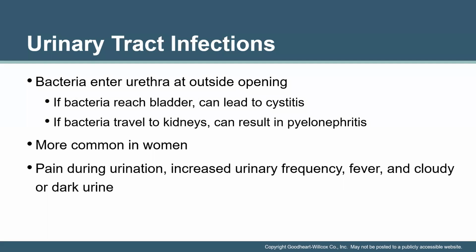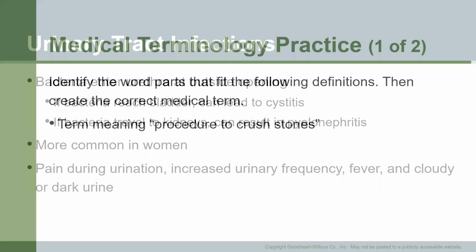So we don't want a kidney infection, right? We don't want either one, but the potential for UTIs and bladder infections in females is relatively high or common, especially younger. It will create pain during urination. Frequency will be up, often fever and cloudy dark urine.